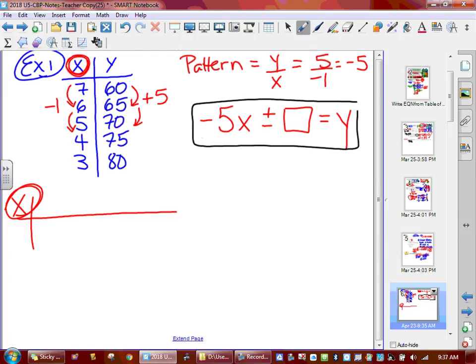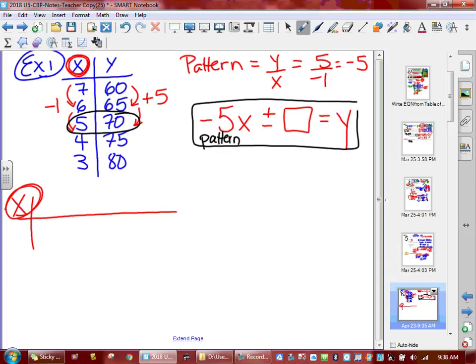So our pattern gets written in front of the variable. Okay? So the pattern is written in front of the variable. Then we draw a box. We don't know yet if we have to add numbers or subtract numbers. So we always start with plus minus something, a blank or a box, to equal the y number. Okay? Now we're going to take a test point from our table of values. Which test point would you like to work with? 5 and 70. All right, we're going to deal with this one.